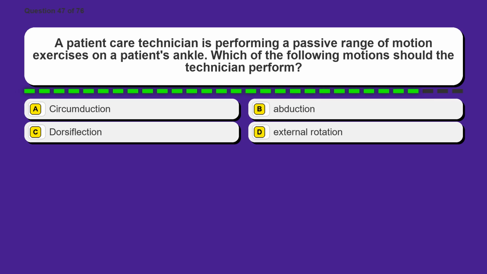Question 47. A patient care technician is performing passive range of motion exercises on a patient's ankle. Which of the following motions should the technician perform? Option A, circumduction. Option B, abduction. Option C, dorsiflexion. Option D, external rotation.